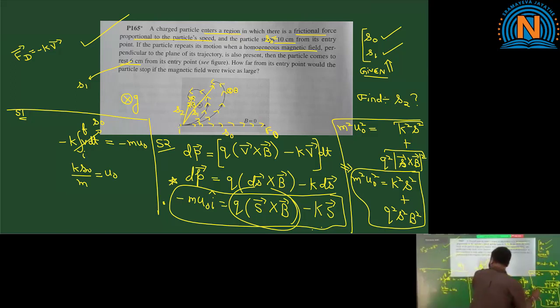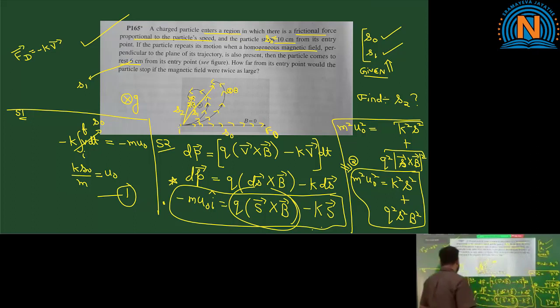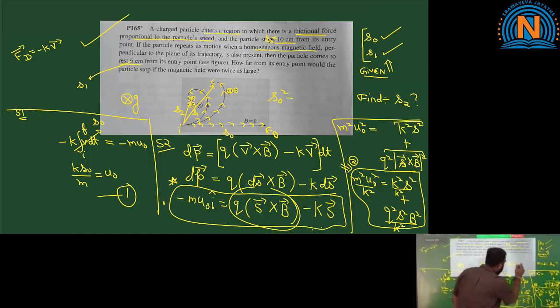Because if this was my first equation, here I have got my second equation. I just have to divide this second equation by k square, remember k is also not given. So LHS becomes m square u naught square by k square. So basically, s naught square becomes equal to s square plus the term q square b square s square by k square.